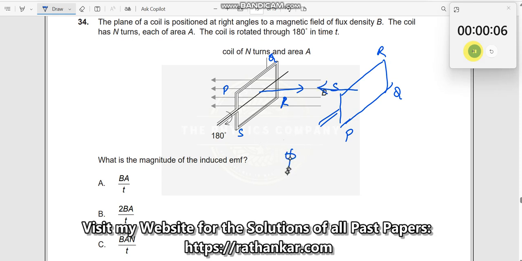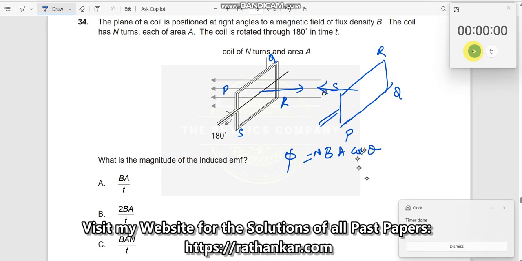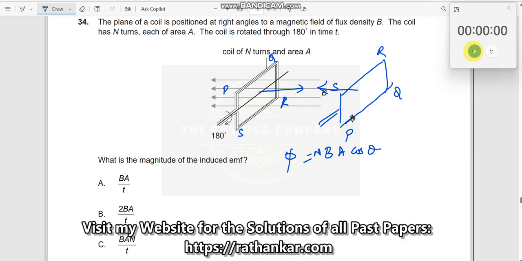Now, what is the phi given by? Phi is given by NBA cos theta. This is what is given. Now, what is theta here? Theta here is nothing but the angle between the area vector and the magnetic field. So, what is this value here in the first case?